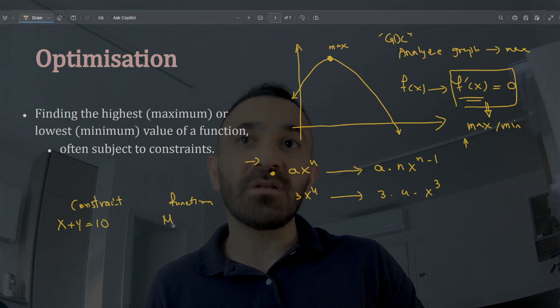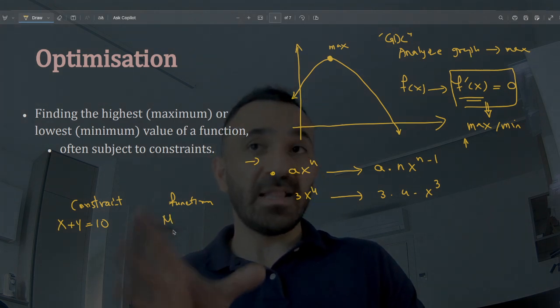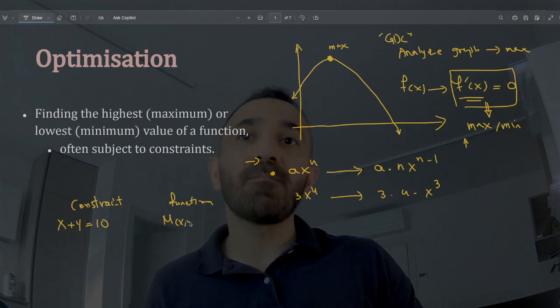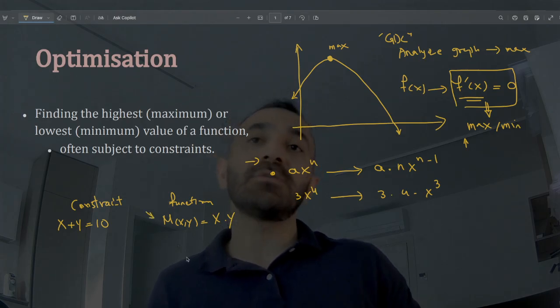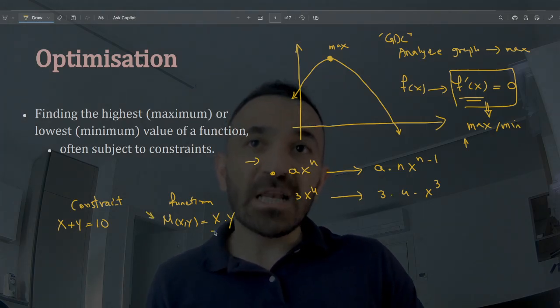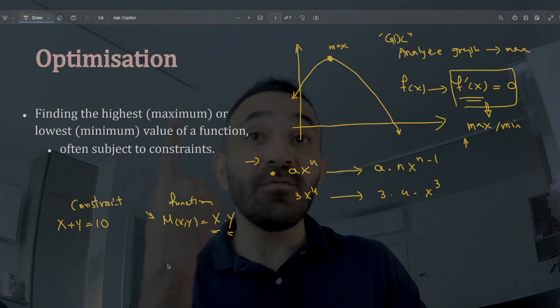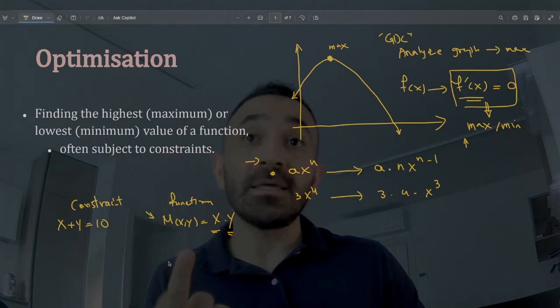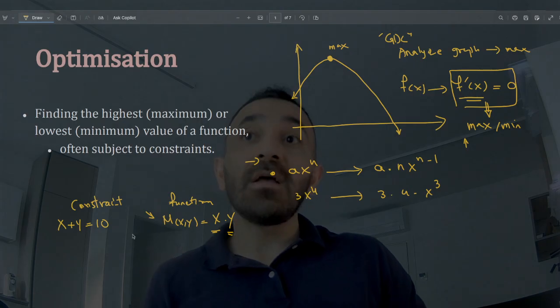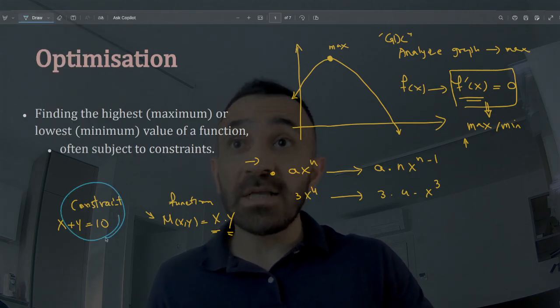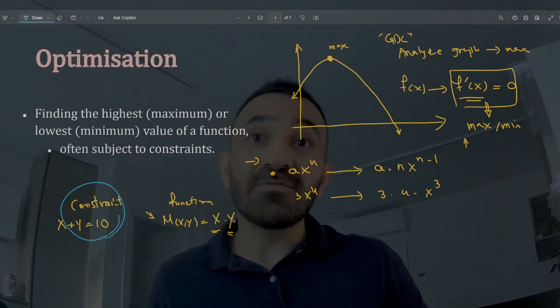Let's define a function. I'm calling it M. What is the maximum value of the multiplication of x and y, which is xy? What is the maximum value of this function? Do you agree with me here? I have two variables, x and y, but we always want to have only one variable, one input. Here we have two variables. So we're going to use this constraint to get rid of one of these variables.